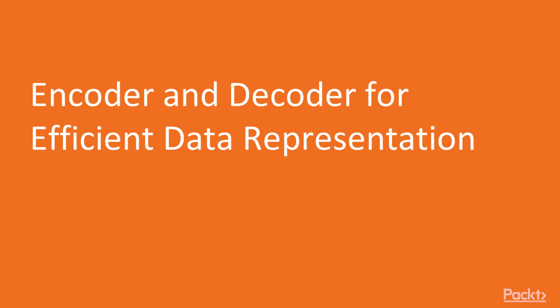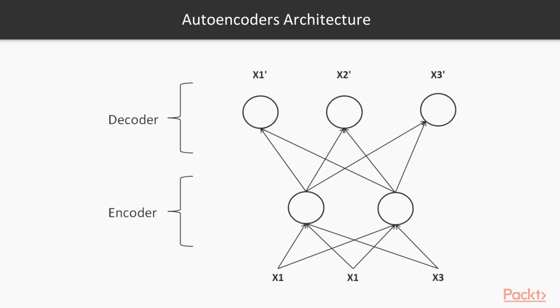Now, we move on to encoders and decoders for efficient data representation. In this, you can see the autoencoder's architecture. So you must be wondering, what is an autoencoder? As the name suggests, autoencoder means auto-encoding. In this, you have some encoding that you are going to use out of it.